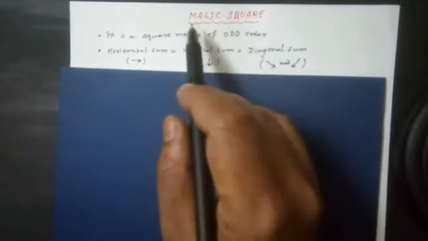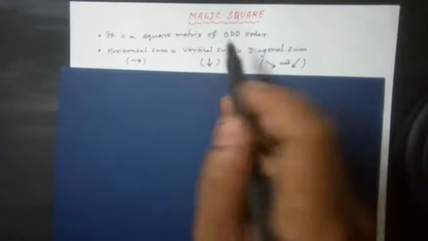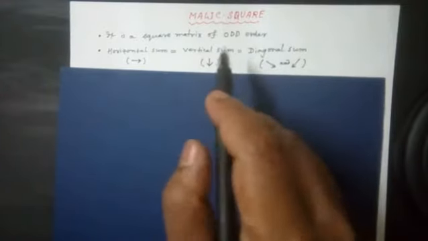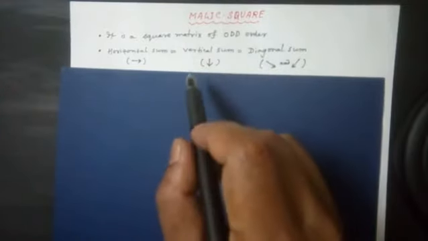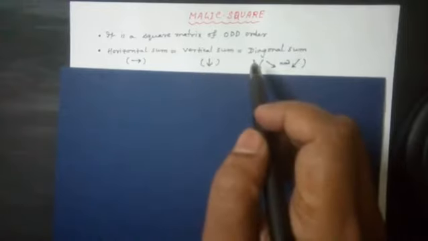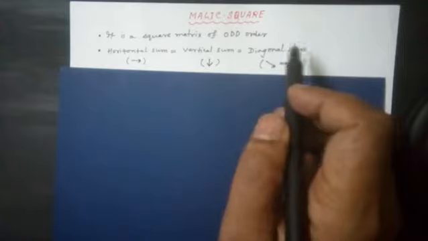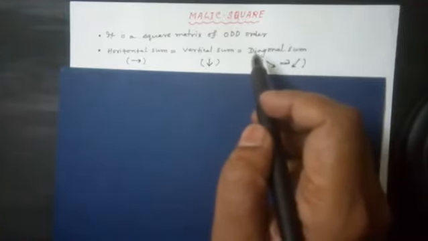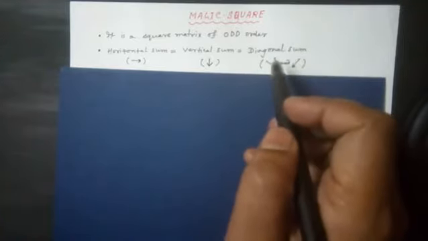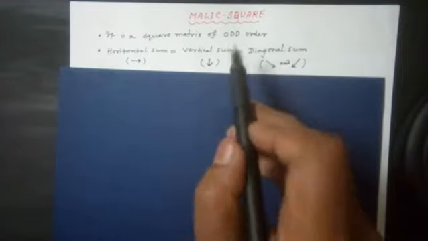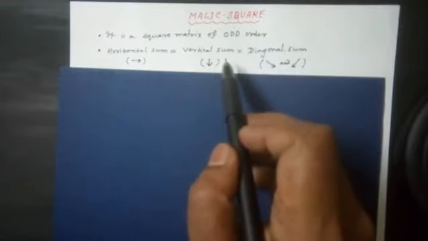So today we'll be learning magic square. What is magic square? Magic square is basically a square matrix of odd order. For example, it can be of order 3 cross 3, 5 cross 5, 7 cross 7, 9 cross 9, etc. Now, what is magical about this square?